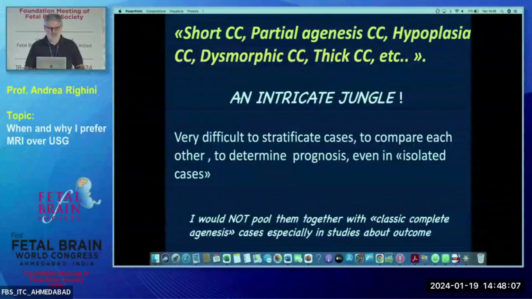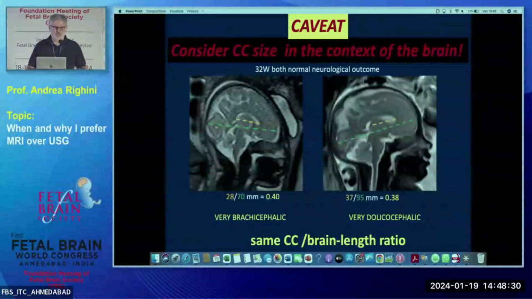The only thing I would suggest to myself and my colleagues in general is not to pool these cases together with the classic complete agenesis, because it's already difficult to manage this data in terms of prognosis. And if we mix them together, it's going to be even more of a nightmare. So please, let's try to separate them to make the course as clear as possible.